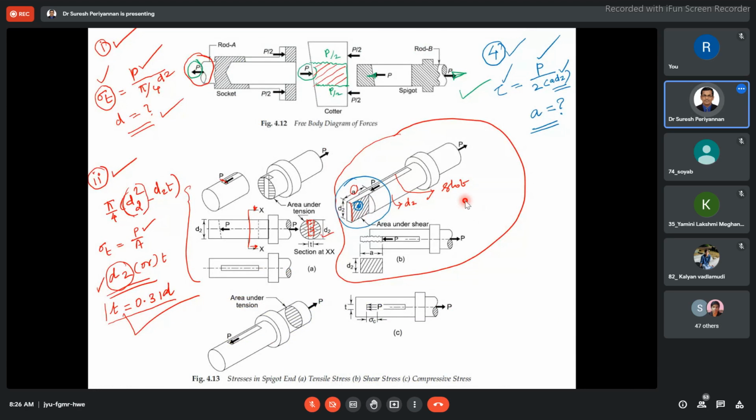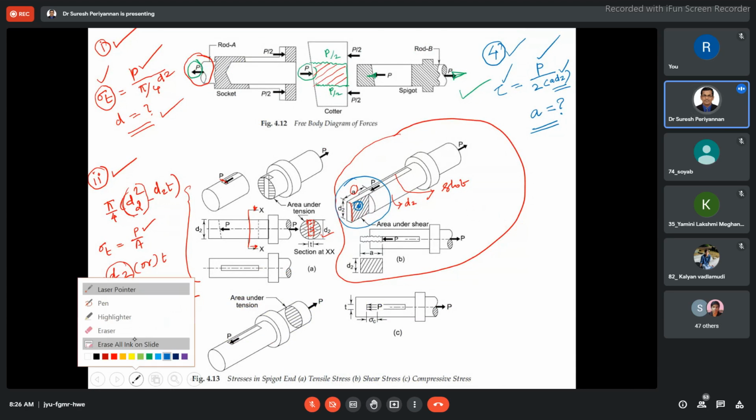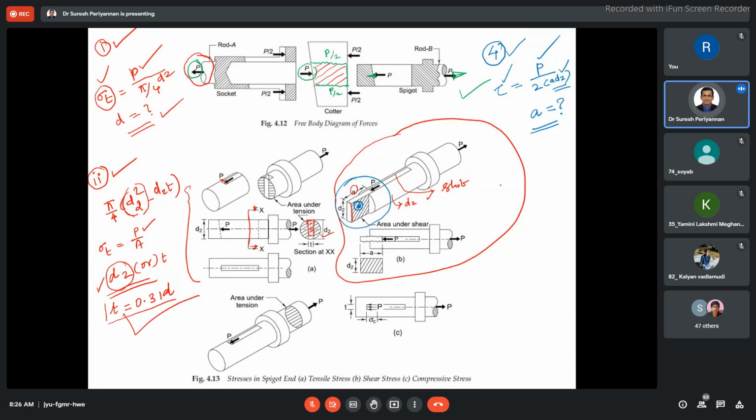Then what is the shear stress? Tau is equal to P by 2 into A into D2. This diameter is D2, and this length is A. From this relation, we are able to find out A.